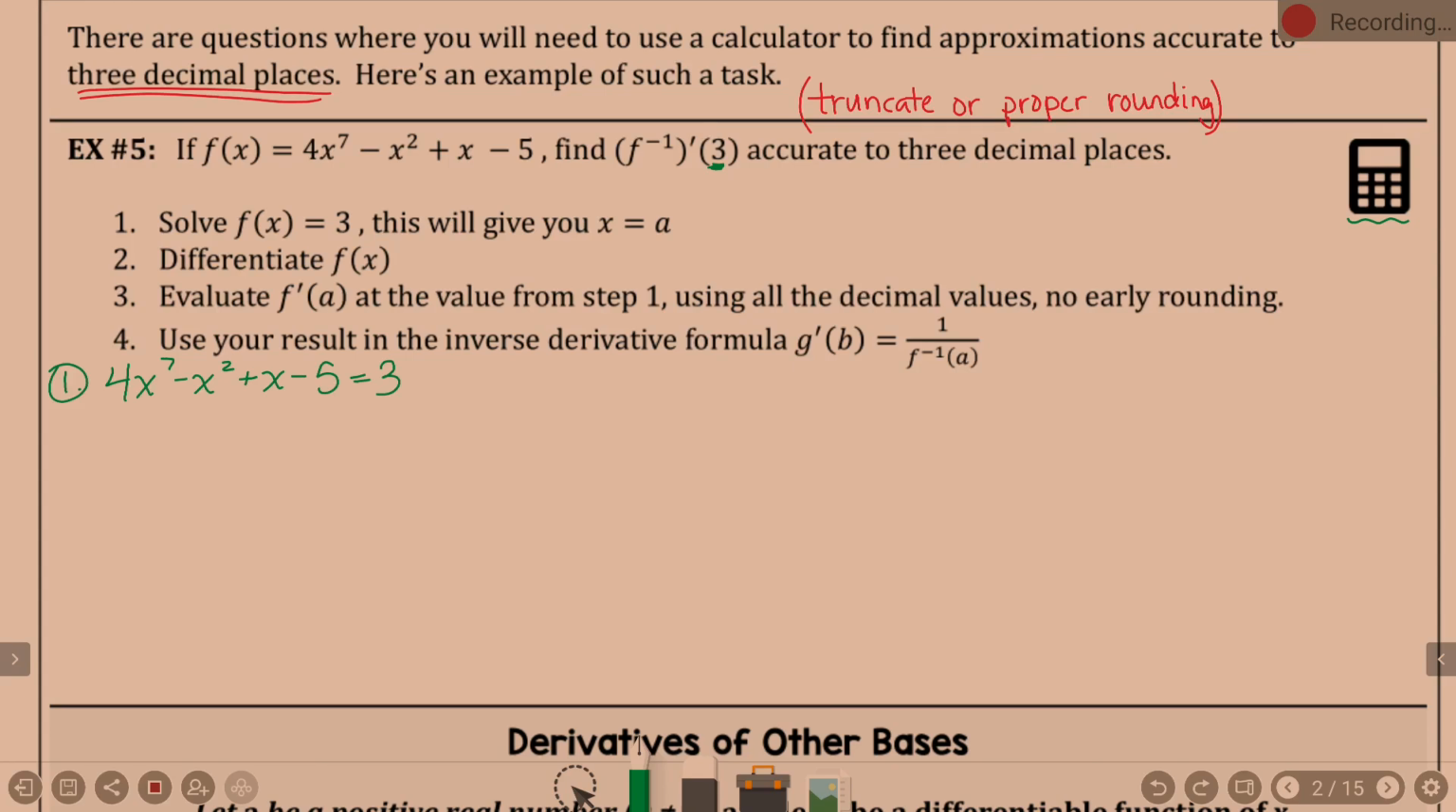We can try by inspection all we want, but it's a waste of time. There's not going to be something neat. So we need to find that value on the calculator. Options of how we can find that value on the calculator: graph it. Could we graph it? Yeah. Most definitely.